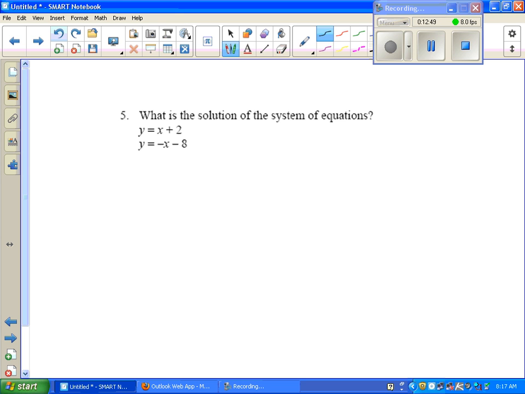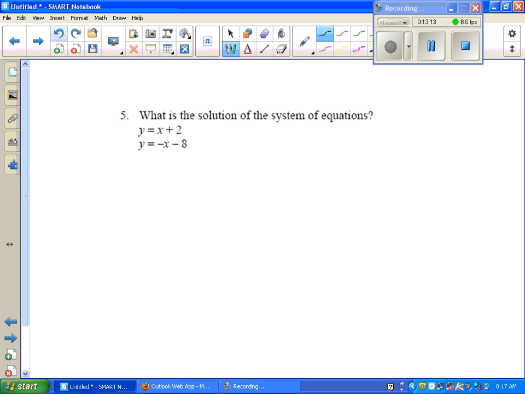Says, what's the solution of the system of equations? This one already has y isolated for you. Y equals x plus 2 and y equals negative x minus 8. So this absolutely lends itself well to substitution. But if you also look at it, you can see that your x and your negative x are stacked on top of each other. Those are opposite terms.